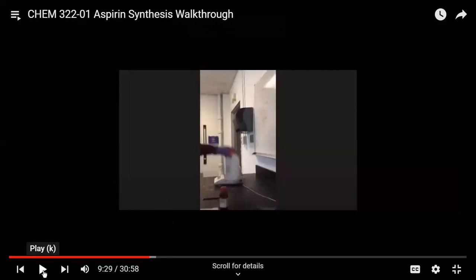While I'm waiting on this to load up, normally when we come into the lab, you'll have your materials up front, and then you'll also have a balance. We normally weigh out the solid on a piece of wax paper or a weigh boat or an aluminum weigh pan or something like that. I'm just going to let this play for a minute and then I'll interrupt in a second.